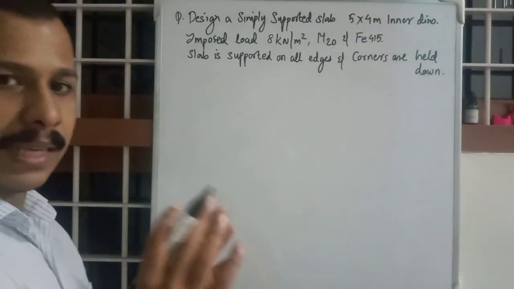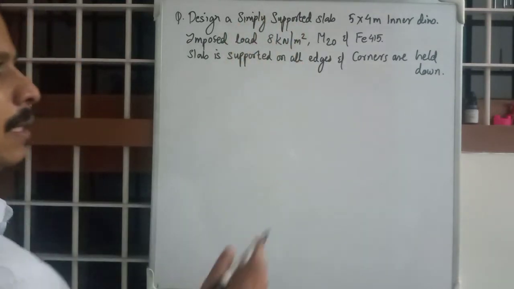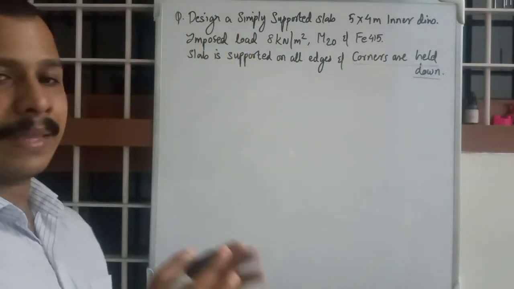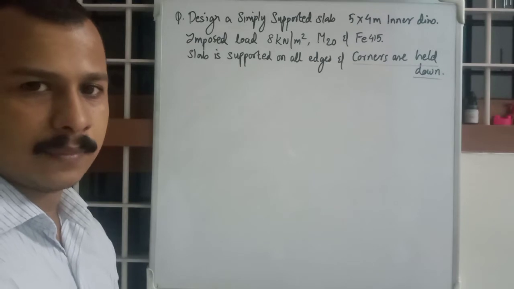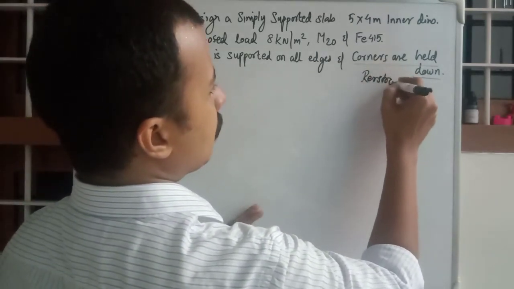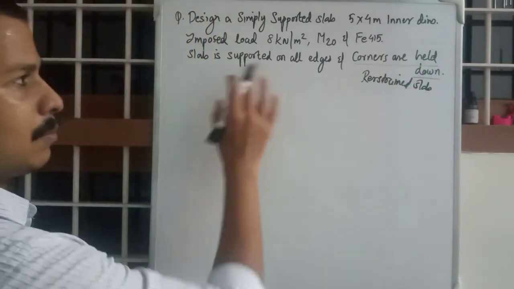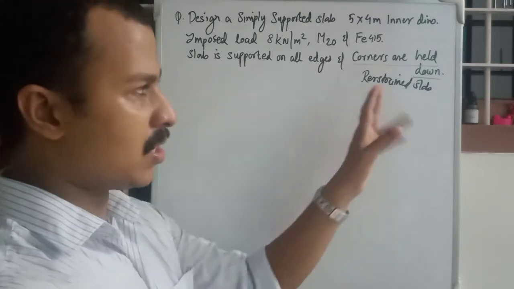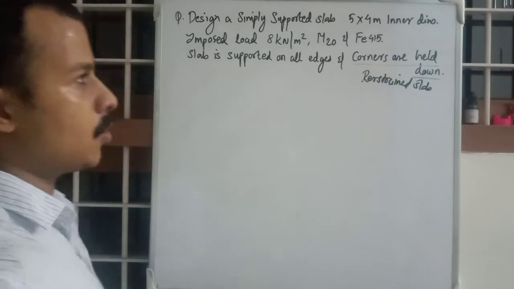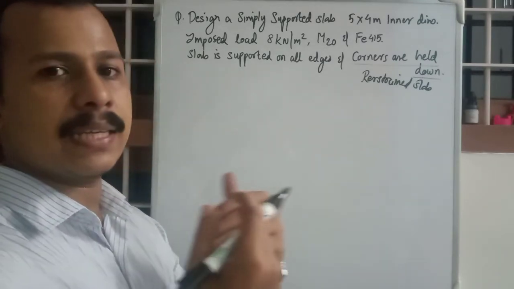Even if they state that it is a simply supported slab, this information changes our criteria. Corners are held down. That means it is a restrained slab. It is not just a simply supported slab, it is a restrained slab. All corners are held down, so it makes a restrained two-way slab. You will be designing in a new way.